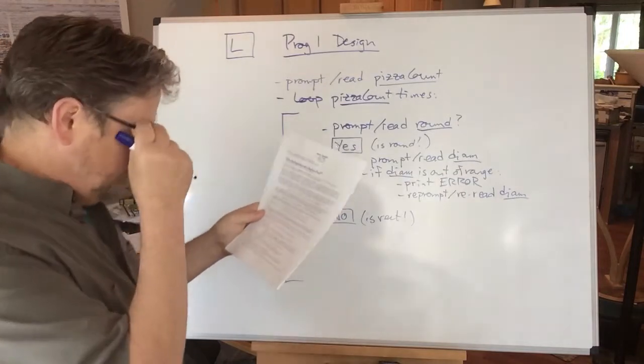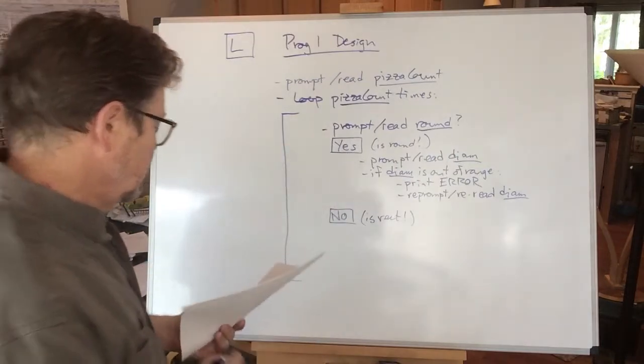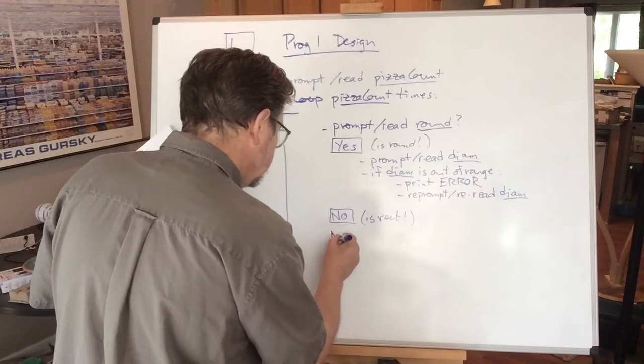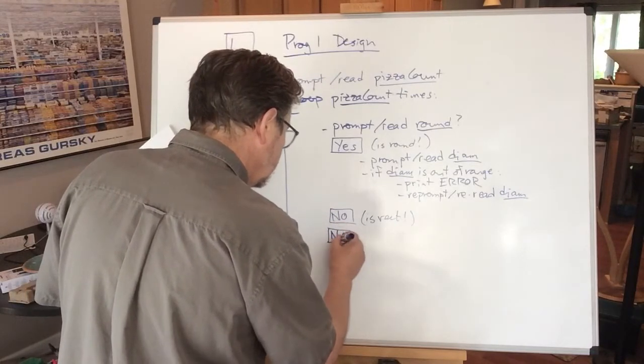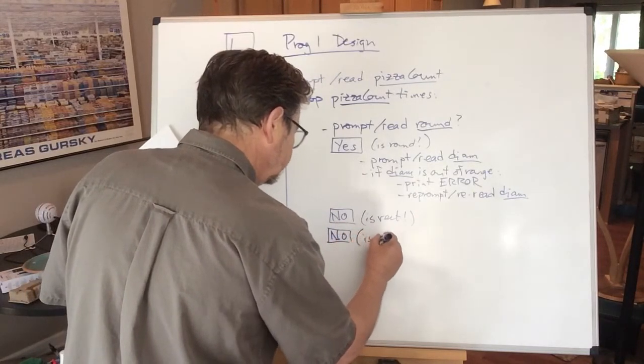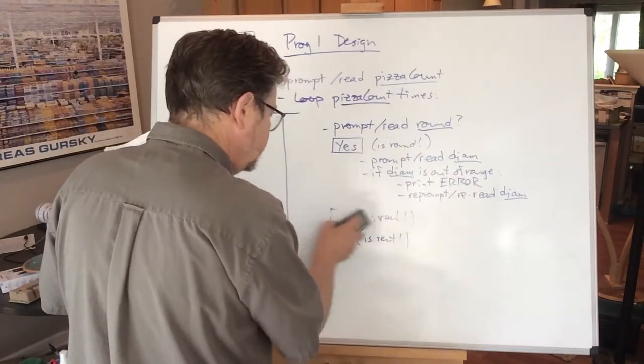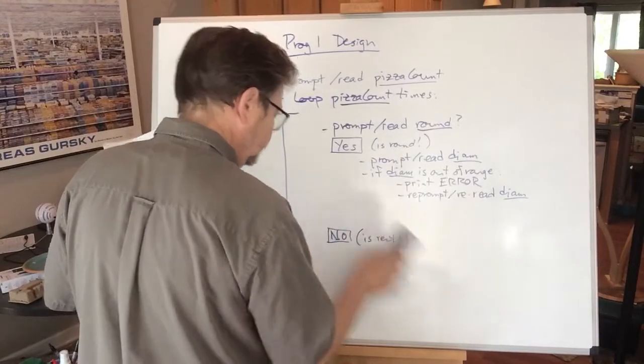Calculate the pre-tax price of this round pizza. And I didn't leave any room for that, so I'm going to need to move this down at least one notch. I'm just copying the no. No is rectangular. Grab some space. There.